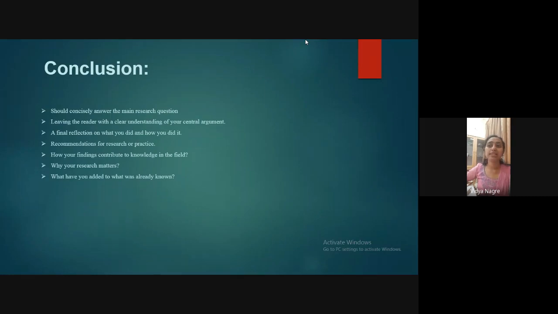It should concisely answer the main research question, how you have answered your main research problem, leaving the reader with a clear understanding of your central argument. It is a final reflection on what you did and how you conducted your study. It is also a recommendation for research or practices, especially an inspiration and motivation to further researchers and scholars. It may also open up arguments, you never know. It also talks about how your findings contribute to the knowledge in the existing field.